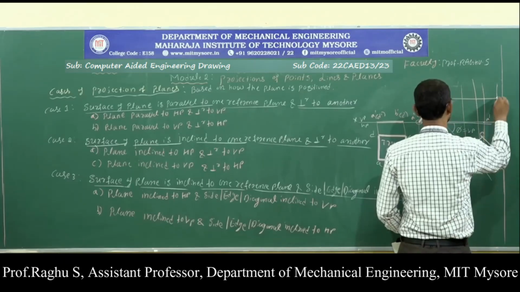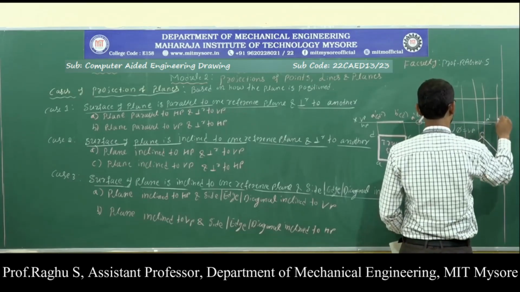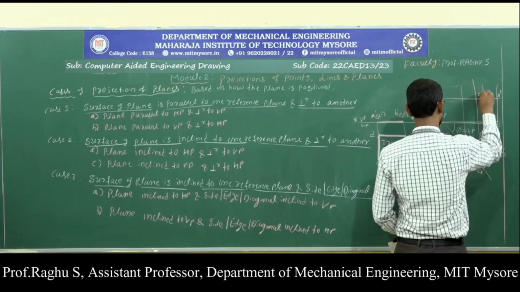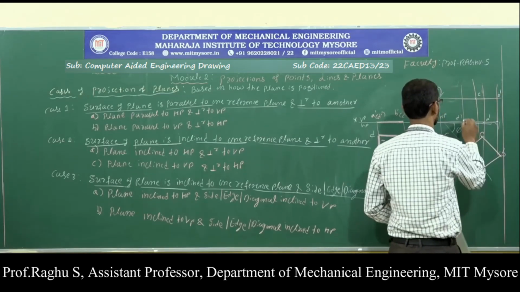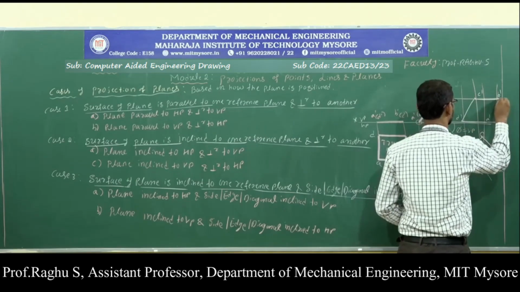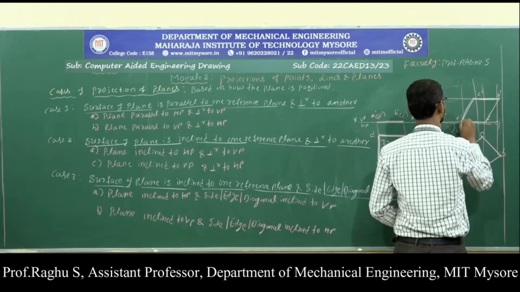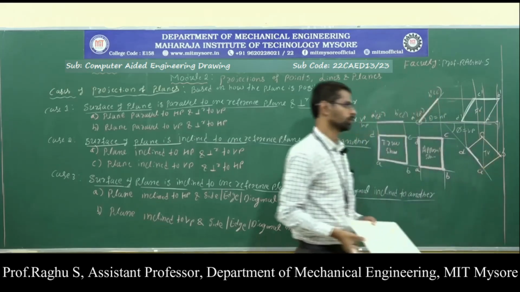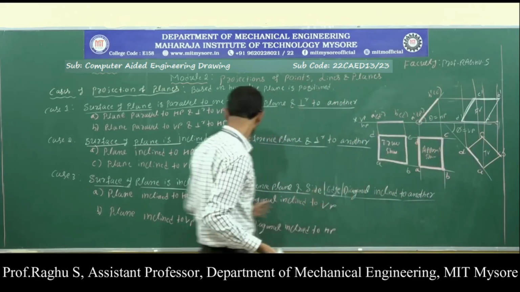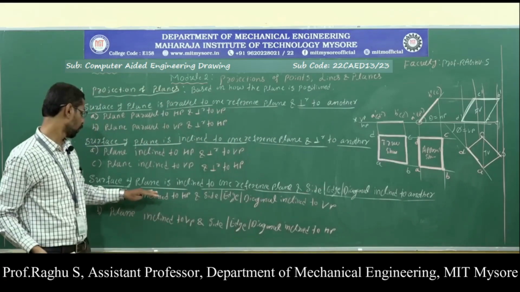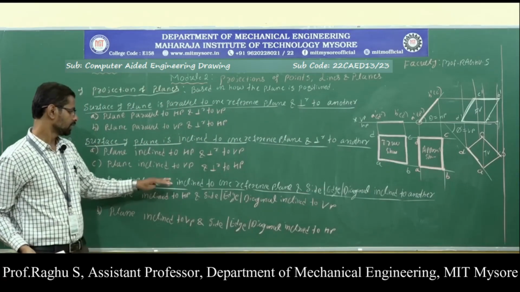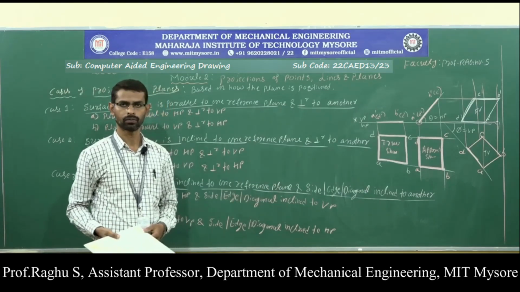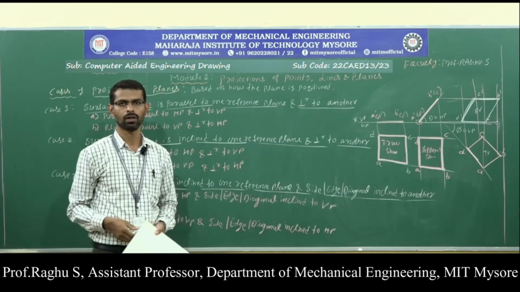This is A dash, B dash, C dash and D dash. So this is the final front view and this is the final top view. This is the procedure for solving the problem when the plane surface is inclined to one of the reference planes and the side inclined to another. In the next class we will discuss the problems.